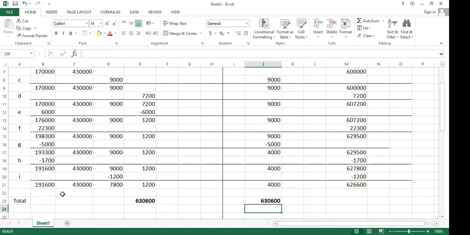Altogether the balances tally, both sides are tallied. 630,000 and 630,000, and 600, both are tallied.